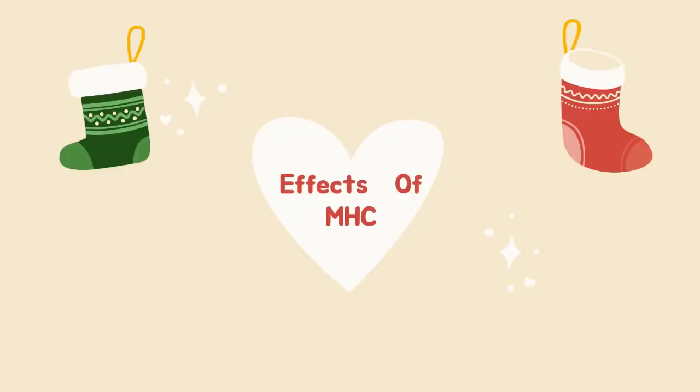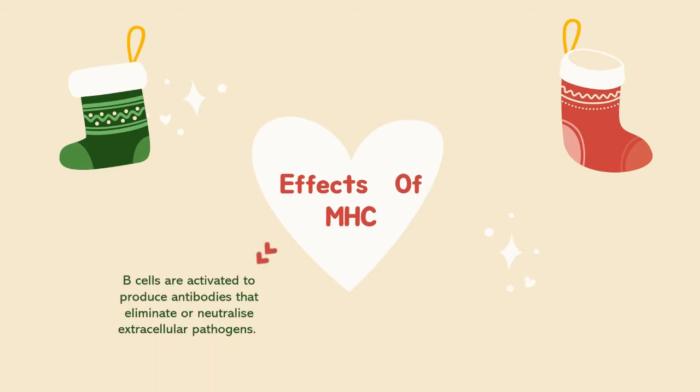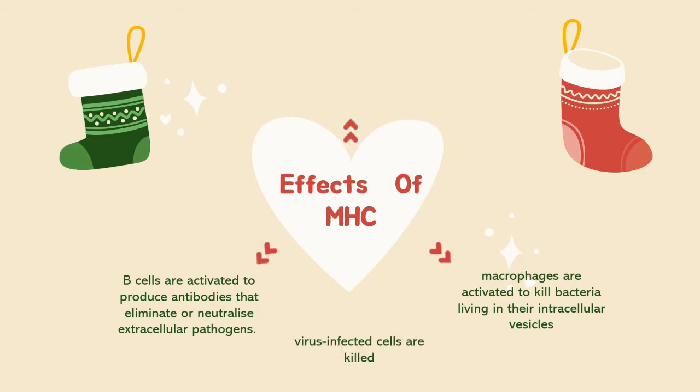Effects of MHC. B cells are activated to produce antibodies that eliminate or neutralize extracellular pathogens. Macrophages are activated to kill pathogens living in their intracellular vesicles. Bacteria or virus-infected cells are also killed to protect the other cells from further infection.